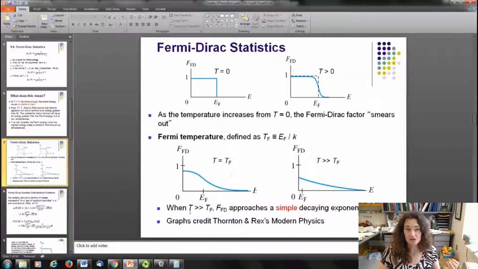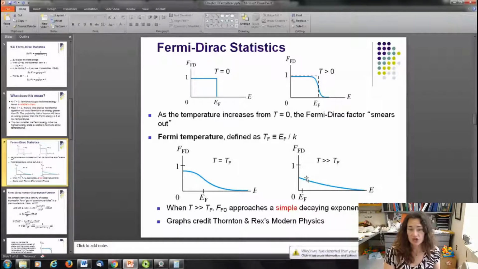this. Now, if your temperature is much, much greater than the Fermi temperature, then the distribution function approaches that simple decaying exponential, which is what you see for the Maxwell-Boltzmann distribution function. So for high temperatures, you have a decaying exponential, and it doesn't look like a step function anymore. So absolute 0, step function; temperature greater than 0 but still not too high, rounded out step function; and then high temperatures go to a decaying exponential. That's what your distribution function looks like for Fermi-Dirac statistics.